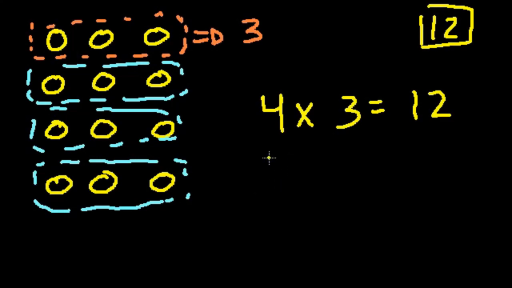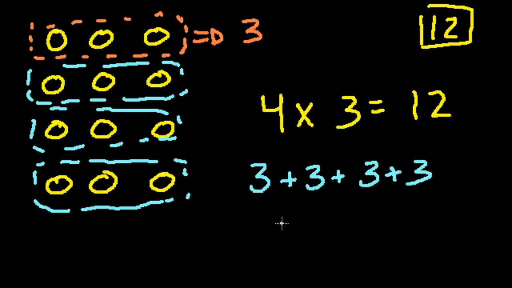And just to make it gel a little bit more with what we did there with the addition, 4 times 3, if you say it out, say 4 times 3, I usually visualize 3 being added together 4 times because we have 4 rows. 3 plus 3 is 6, plus 3 is 9, plus 3 more is 12.